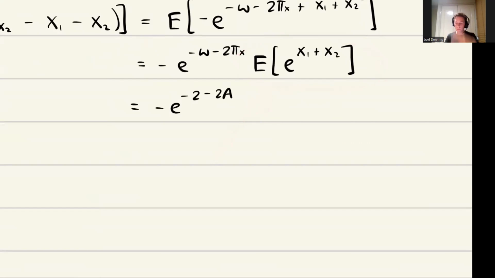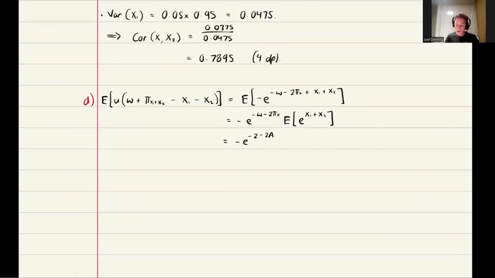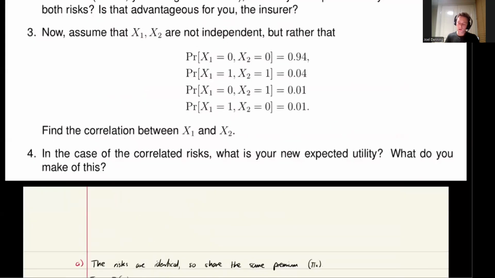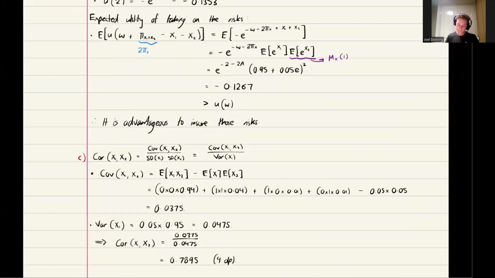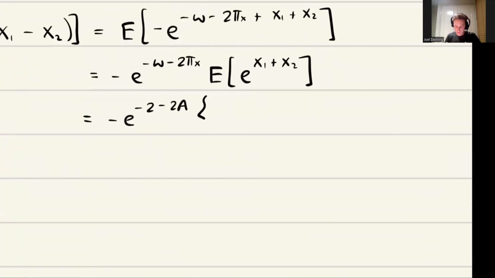We're going to look at all the combinations of x1 plus x2 and their associated probability of what can happen and just make sure we exponentiate it. So for example, x1 plus x2 can either be 0, 1, or 2, right? If it equals 0, that means x1 and x2 are both 0, and that occurs with probability 0.94. So we're going to get e to the 0 with 0.94 probability.